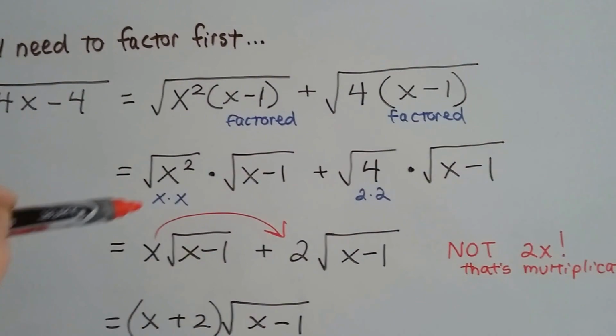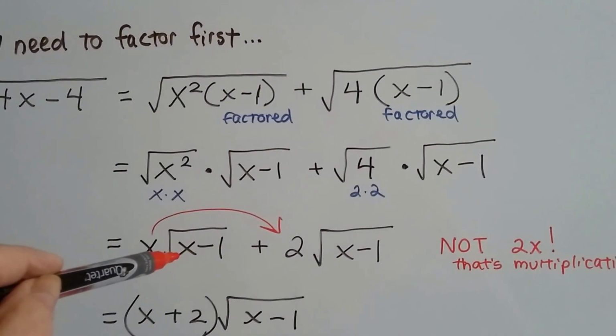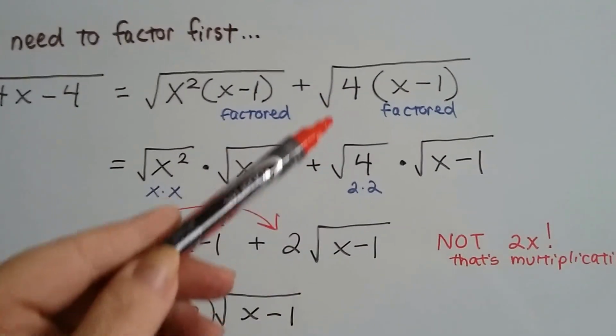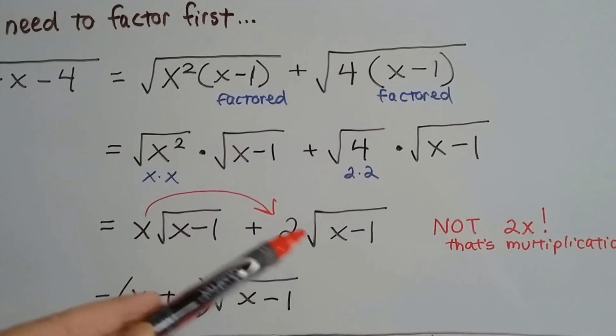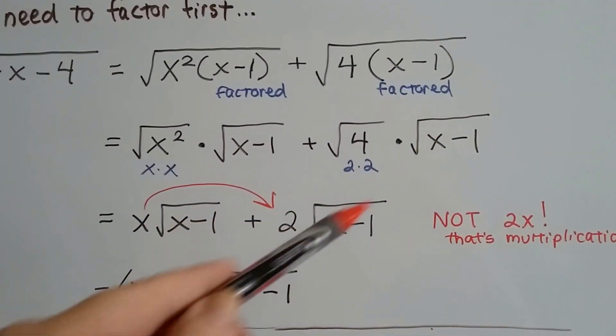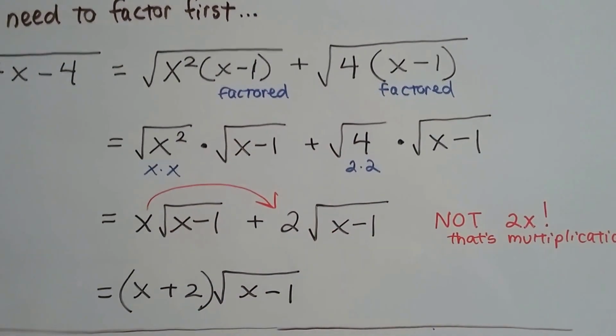So we can pull one of these out and put it in front and keep this guy underneath the radical sign, x minus 1. And 4 is a perfect square. That's 2 times 2. We can pull one of them out, put it in the front, and put this guy here under the radical sign. See?